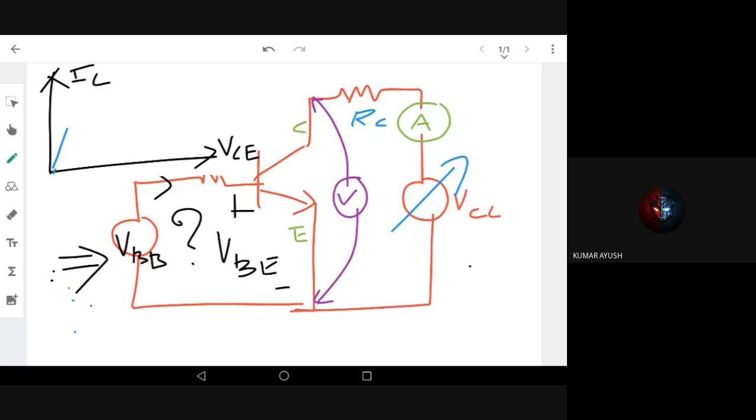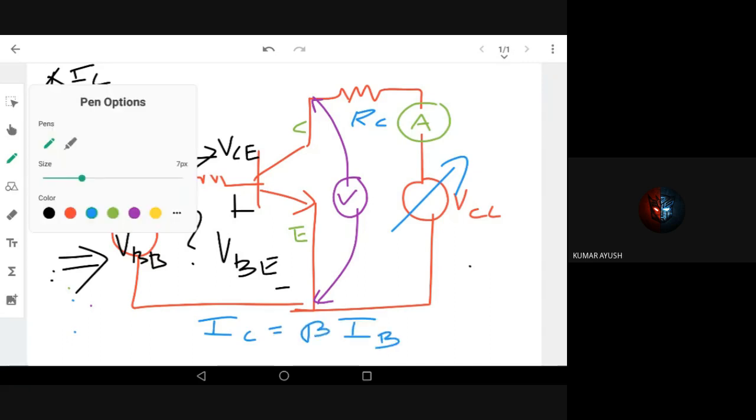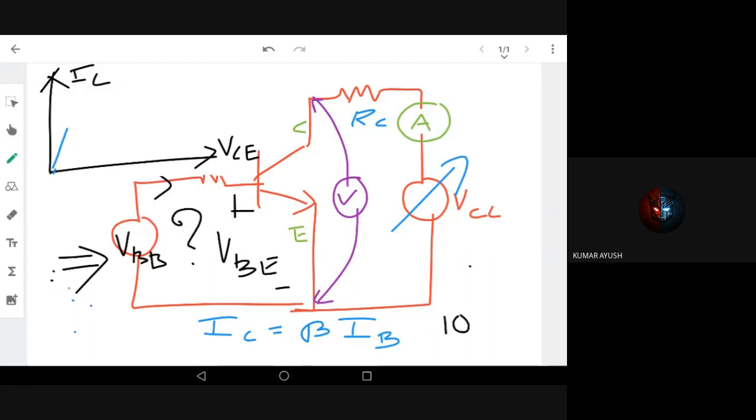Now, after some time, the transistor gets saturated. That means the amount of current which the transistor can carry, that is IC, is becoming saturated. Why? Because we know IC equals beta times IB. We have already set some IB, for example 10 microampere. So based on the beta of the transistor, my IC has a constant value depending on the beta.